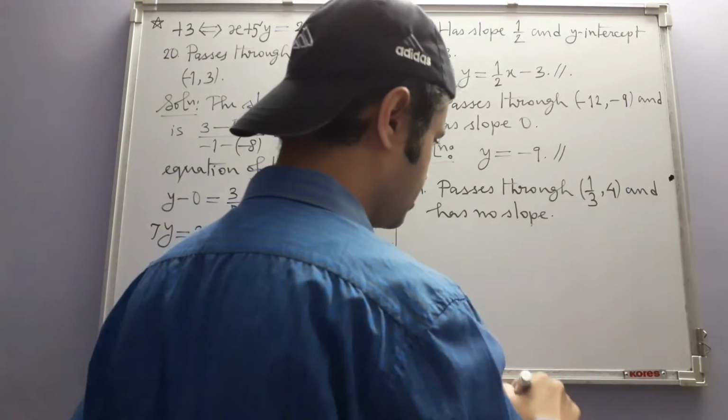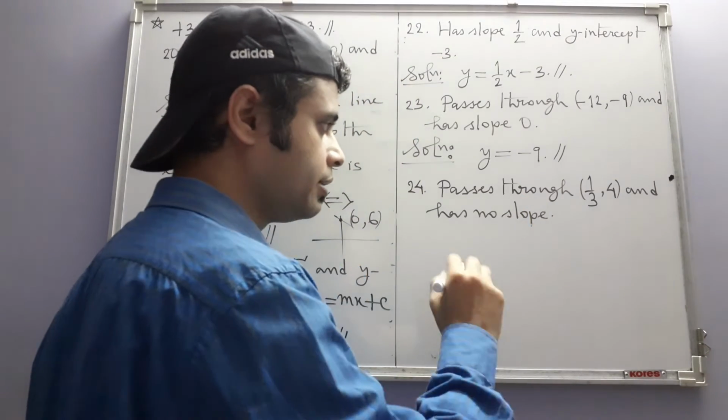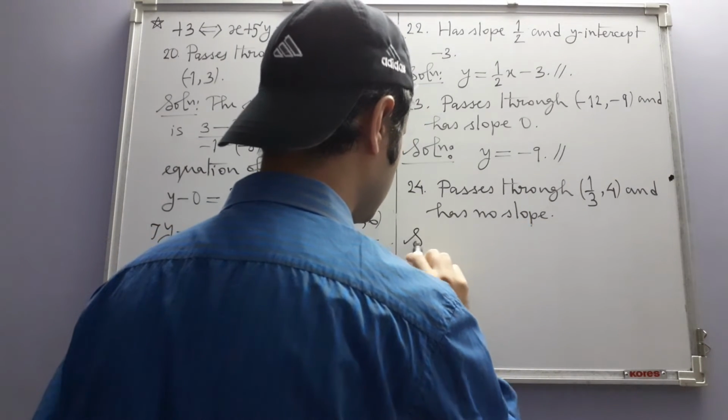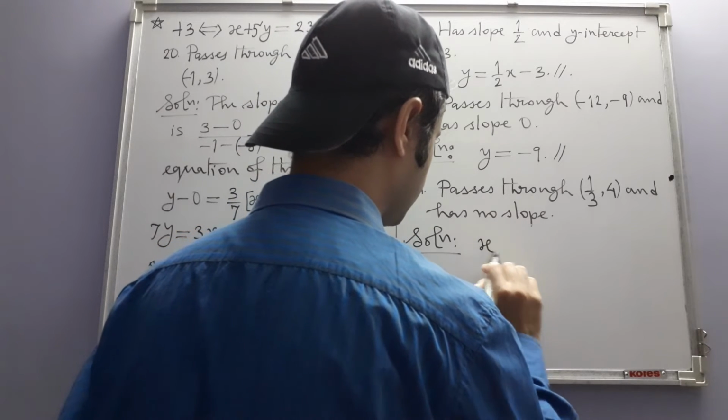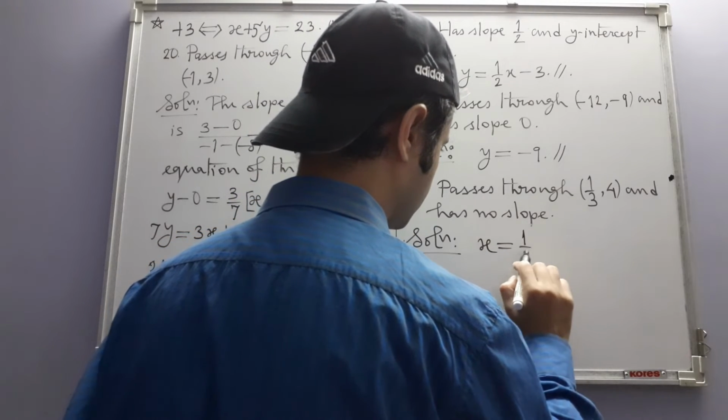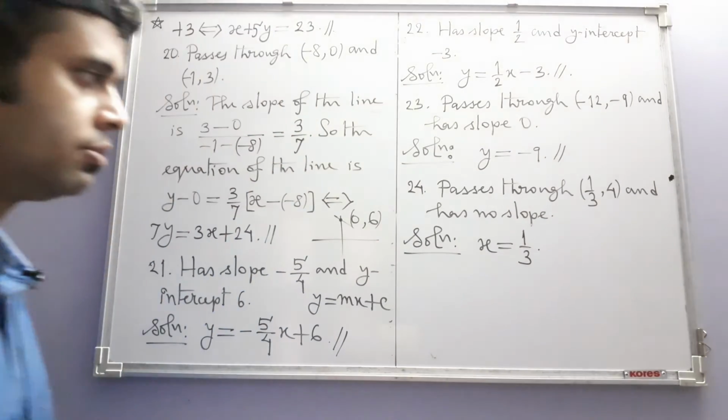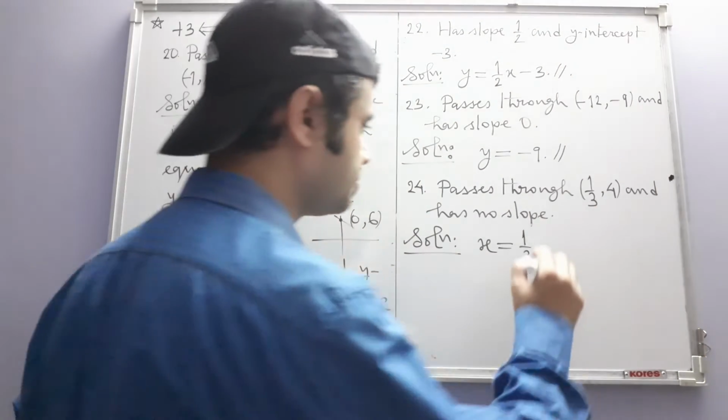So that just tells us that the line is vertical, and so the equation will be x equal to 1/3.